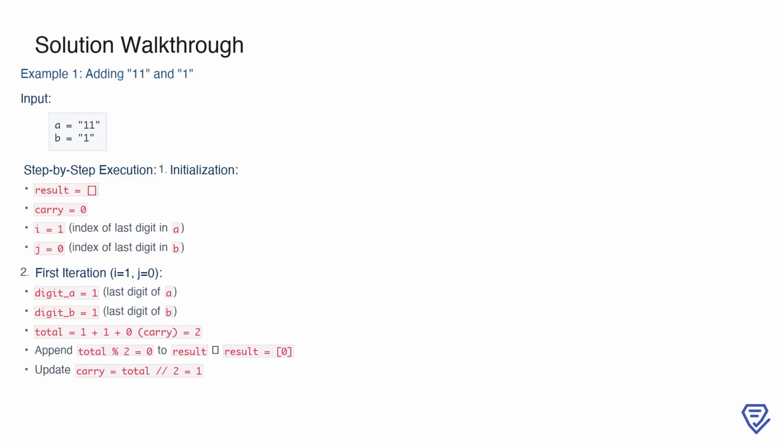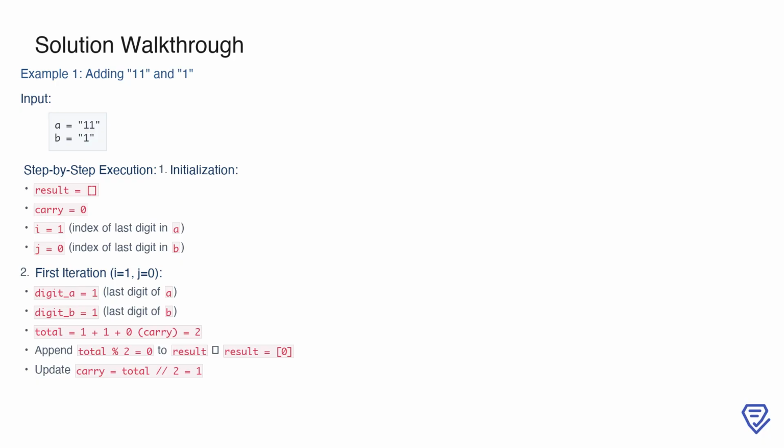To solve the problem of adding binary numbers, we start with the first example where A is 11 and B is 1. The goal is to add these two binary strings and return their sum as another binary string. To do this, we initialize four key variables: result as an empty list to store the binary digits of the answer, carry as 0 to handle cases where the sum exceeds 1, and i and j as the indices pointing to the last digits of A and B respectively.